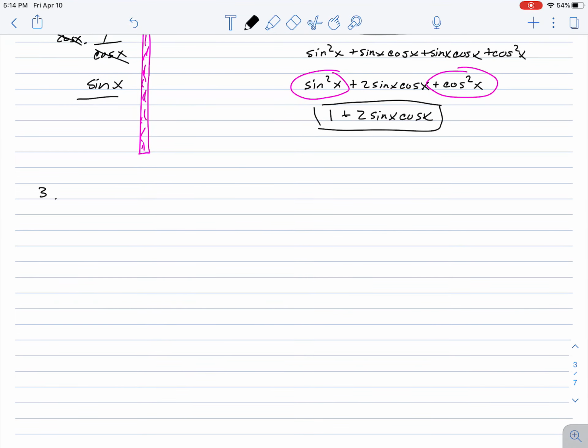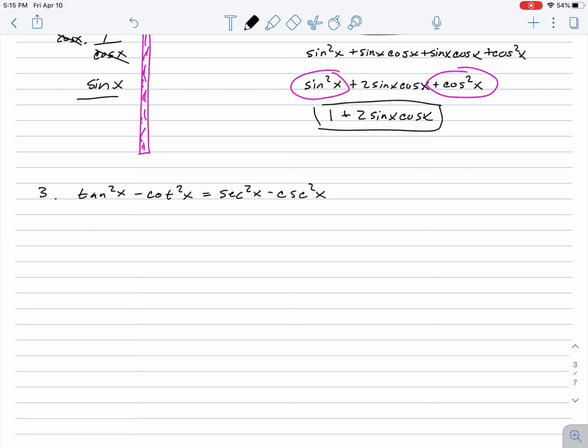I'm going to do tangent squared minus cotangent squared equals secant minus cosecant. All right, now, which side do you want to start with? I have no idea. So I just choose one to go with. I'm going to work with the left-hand side.